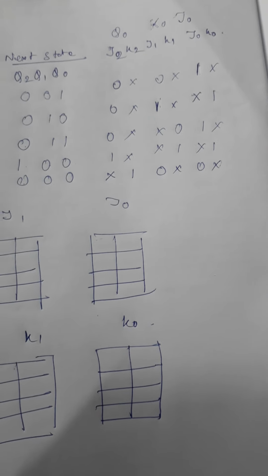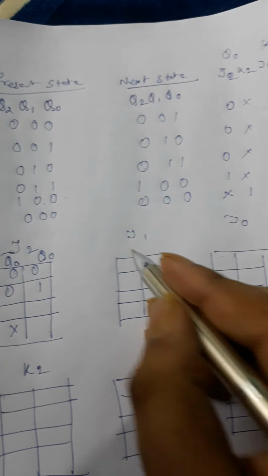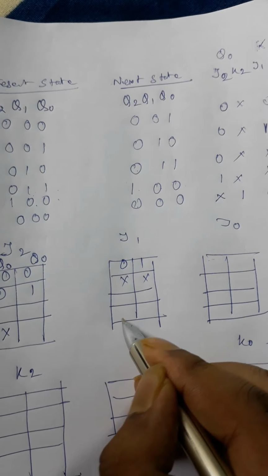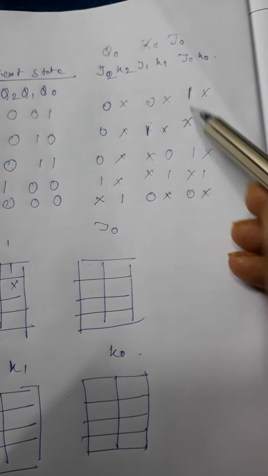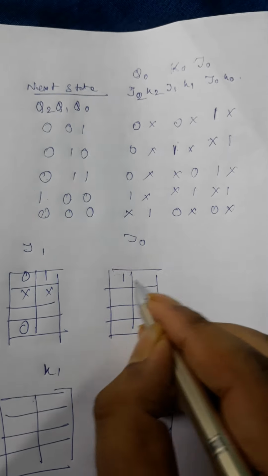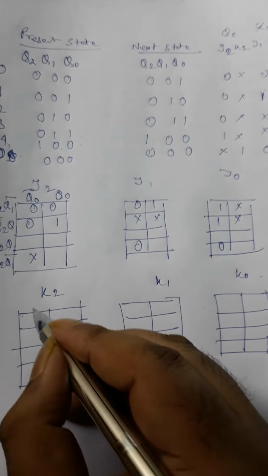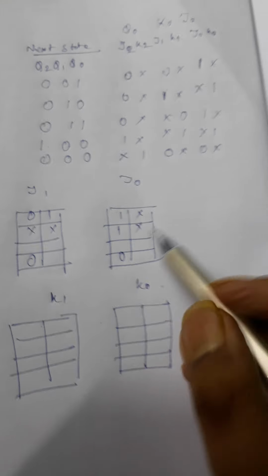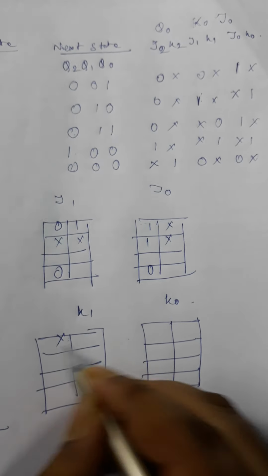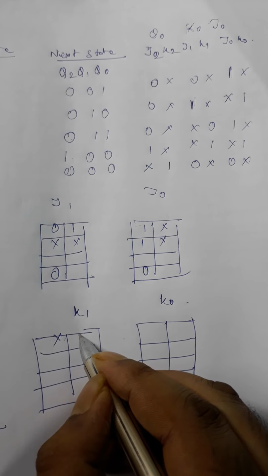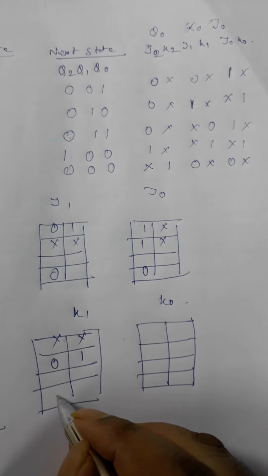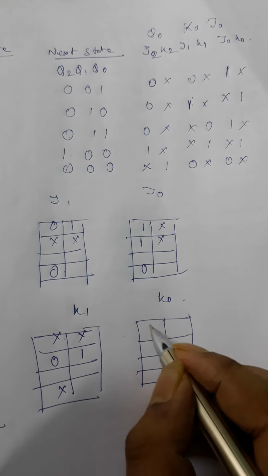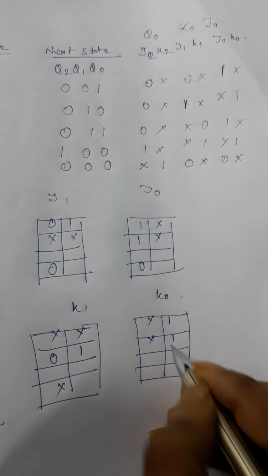Right? Similarly, what about J1? 0, 1, don't care, 0. So it should be 0, 1, don't care, 0. Now what is J0? 1, don't care, 1, don't care, 0. So it should be 1, don't care, 1, don't care, 0. Now what is K2? K2 is don't care, don't care, 1. What is K1? K1 is don't care, 0, 1, don't care. And what about K0? Don't care, 1, don't care, 1, don't care.